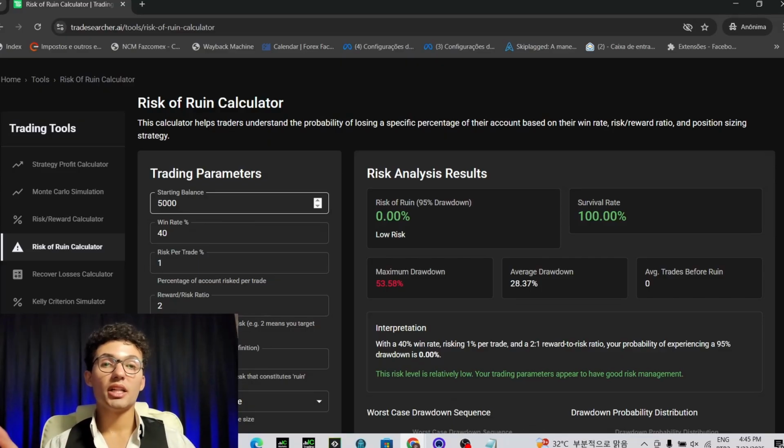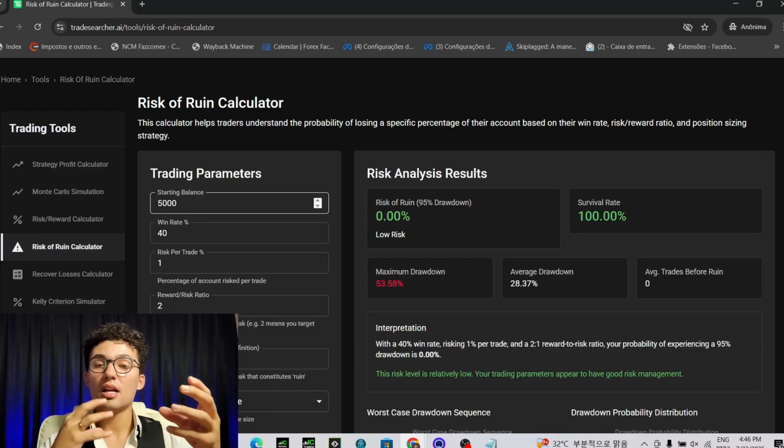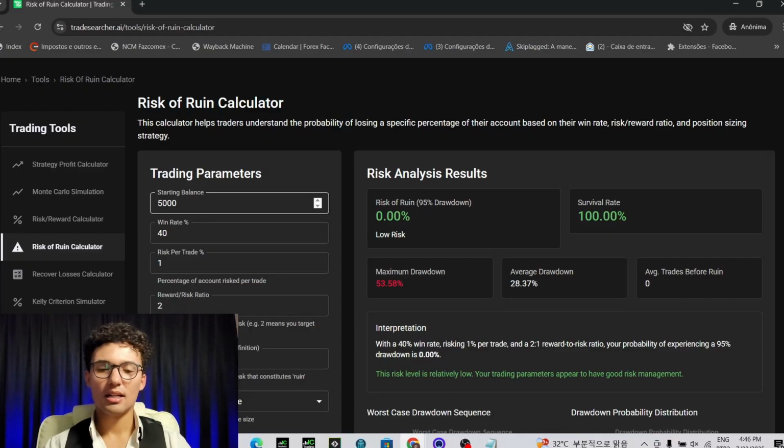I could even decrease the risk per trade more here, so that we could decrease the drawdown. It's not certain you will have this drawdown. It's a probability. It can happen, it cannot happen, but this calculator shows the probability of it happening. The average is 28, so it's almost sure that you have at least a 28% drawdown with your strategy.